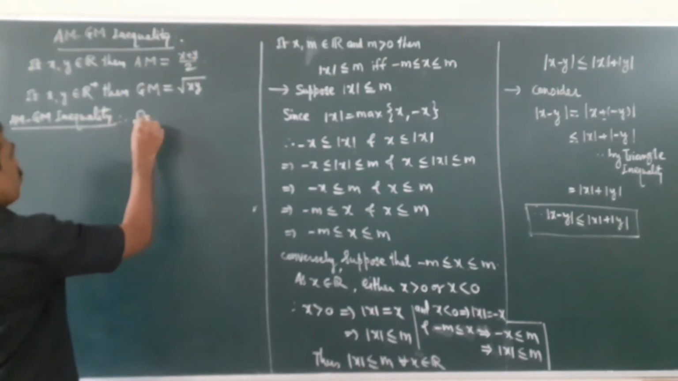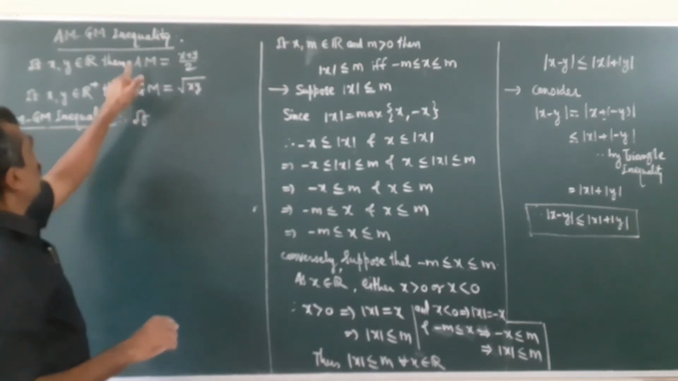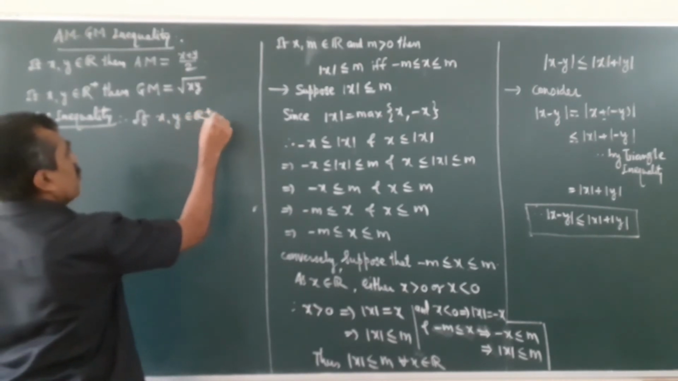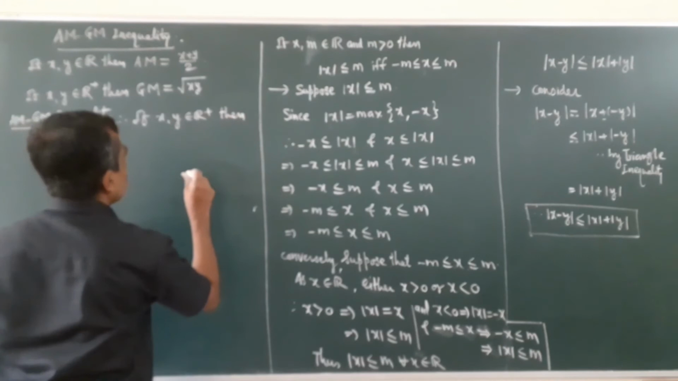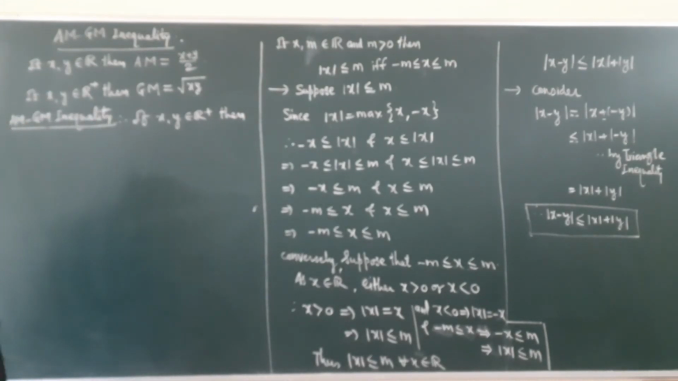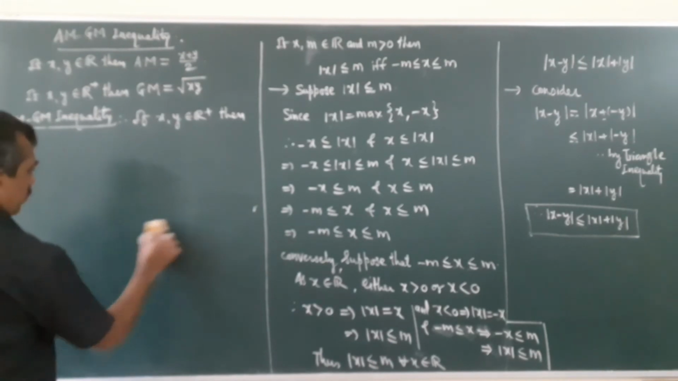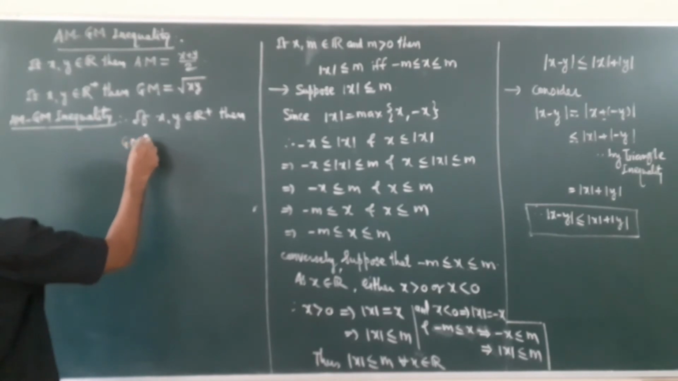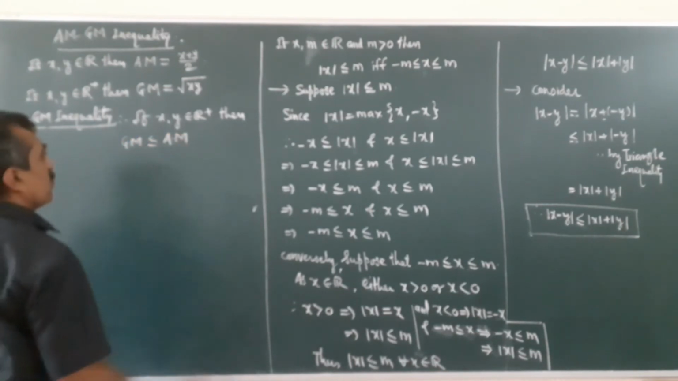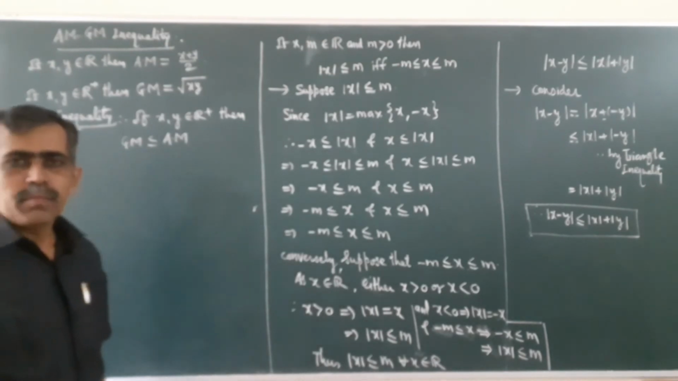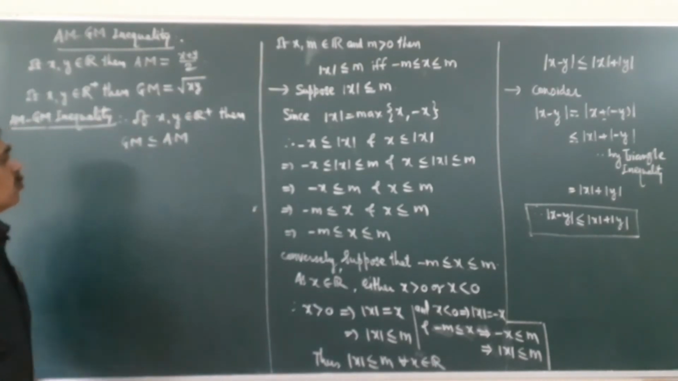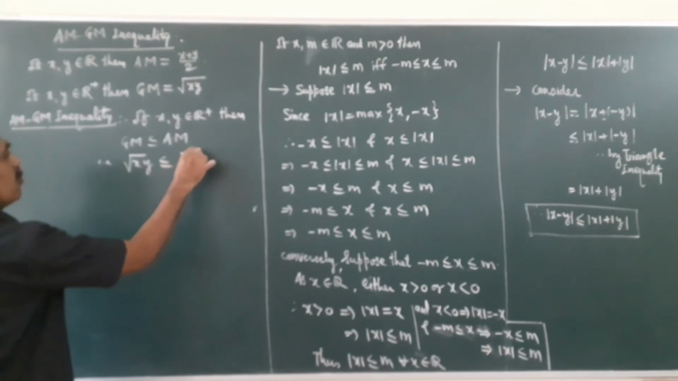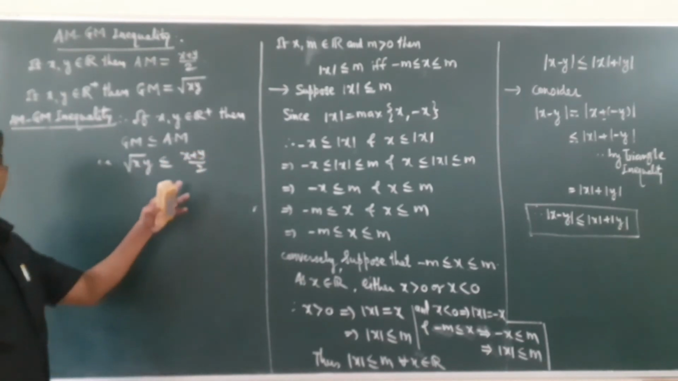What is this? AM-GM means you have to consider both AM and GM, so your numbers should be positive. If x, y belong to R plus, then the geometric mean is always less than or equal to the arithmetic mean. That is what you have to prove: root of xy is less than or equal to x plus y by 2.